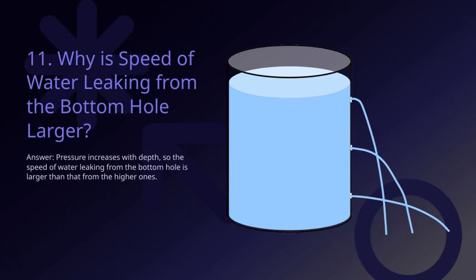This concept connects directly to our overall discussion of fluid dynamics and how pressure influences flow rates. So, in essence, the deeper the hole, the greater the pressure, and therefore the faster the water leaks out. This relationship is fundamental in understanding how fluids behave under different conditions of depth and pressure.